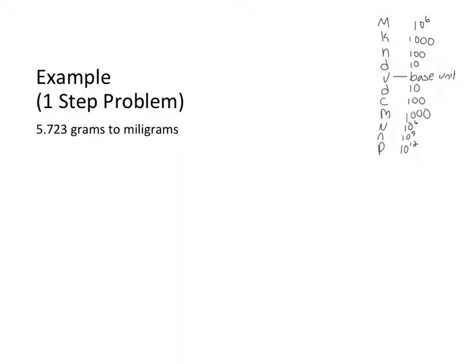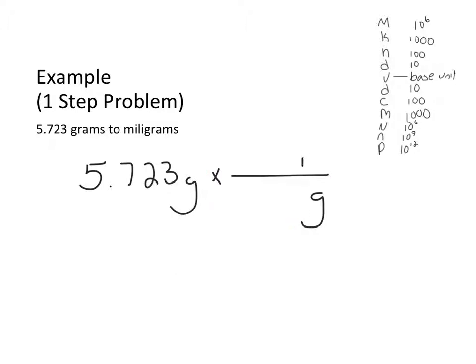So these are all done the exact same way. You want to start with what's given. So 5.723 grams. And I want to make a conversion. So I want to make a division bar and I want to drop my unit. So I want to put the grams on the bottom so that grams cancels off. So this will cancel off with this. Now on top, I want to put my milligrams.